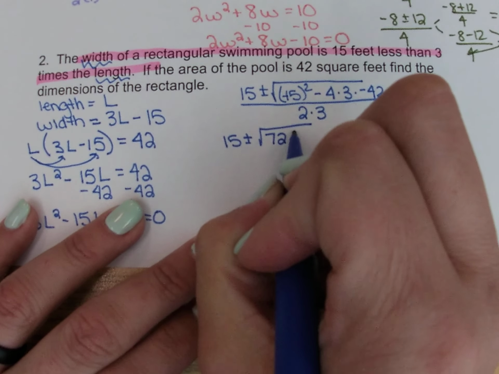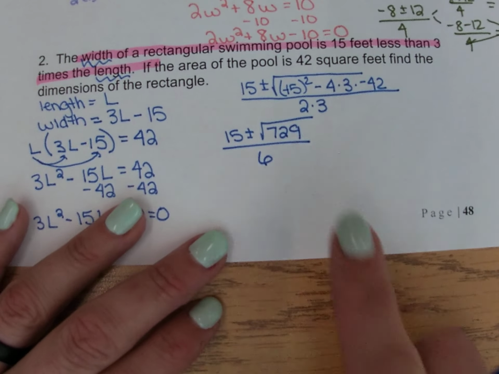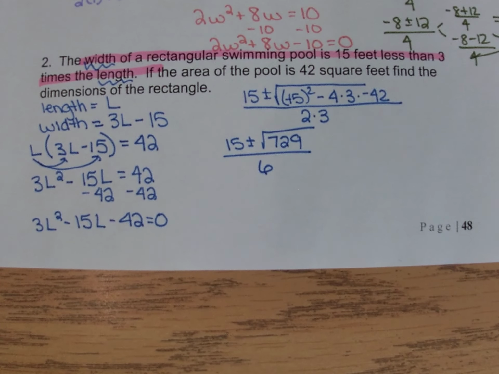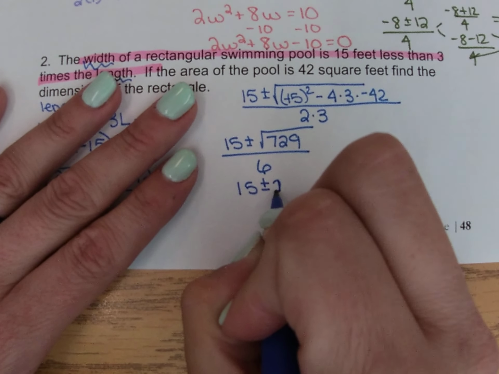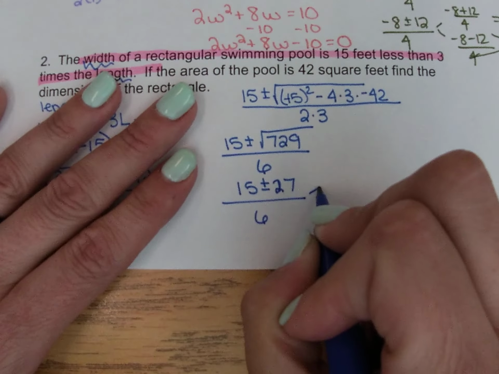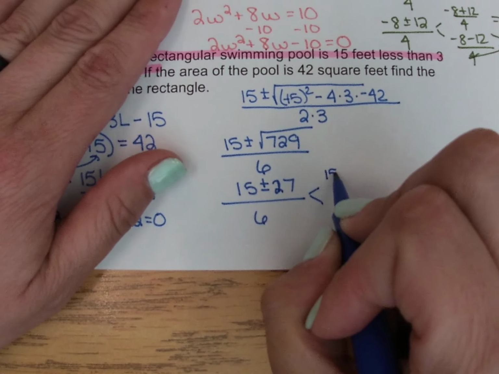We get 729. Class, before you start simplifying 729, check and see if it's a perfect square first. And this one is. So it's 15 plus or minus 27 all over 6. So we'll calculate both options.